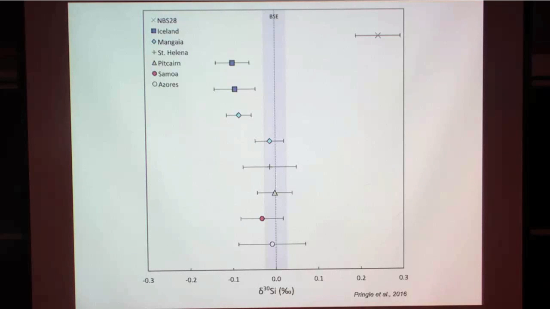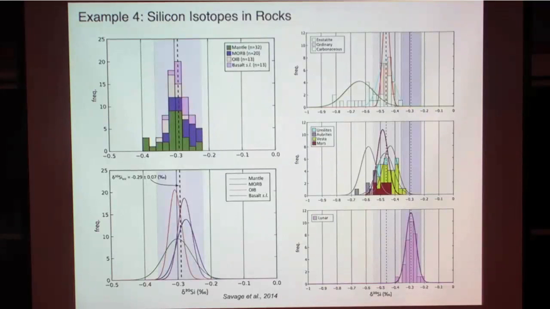I have a question on the last slide. With this one? Mars, that one. Okay. Why is Mars so different from the Moon and the Earth? Because Mars, I would assume, has an iron core.